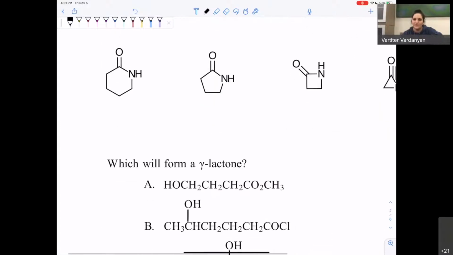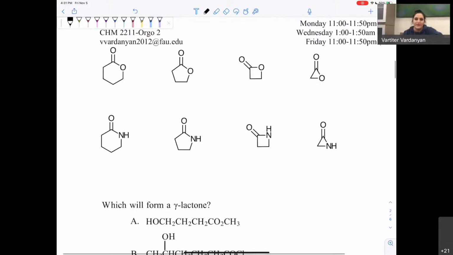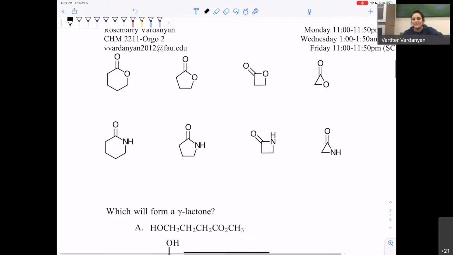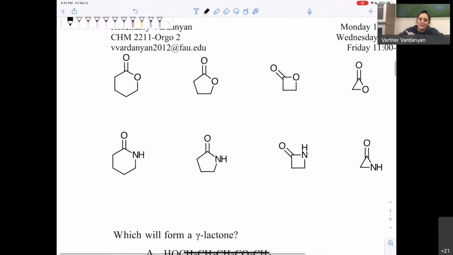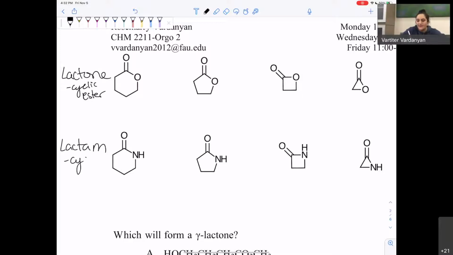The one time I wanted it to scroll, it didn't. Alrighty, so these are our lactones and lactams. So a lactone is a cyclic ester, and a lactam is a cyclic amide.